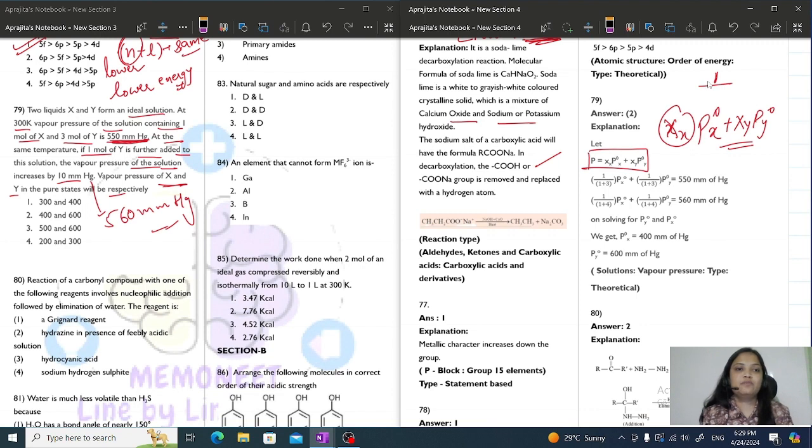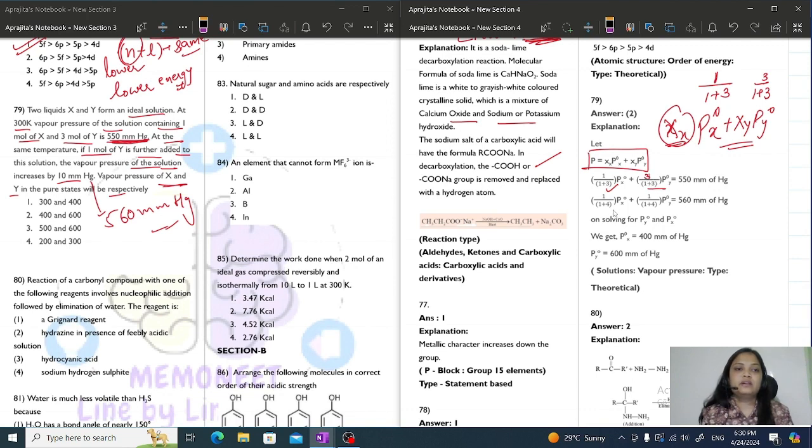So initially we have 1 mole of x and 3 moles of y. So the mole fraction of x is 1 upon 1 plus 3, and for y it's 3 upon 1 plus 3. Okay, so we will put the values here. It's 3 upon 1 plus 3.